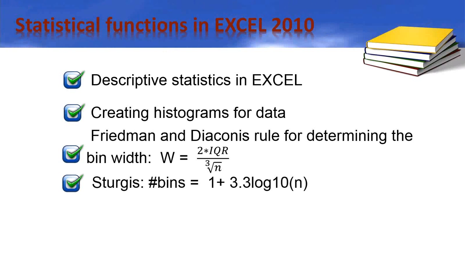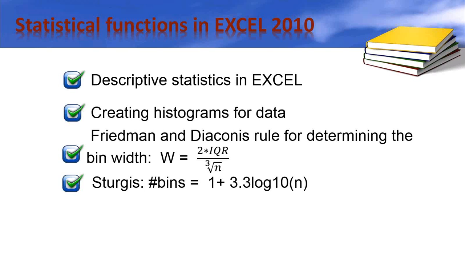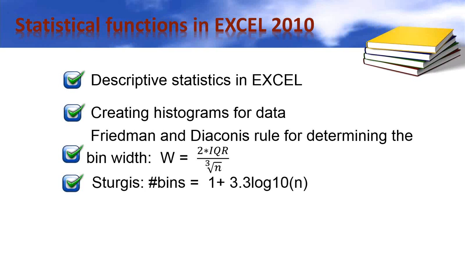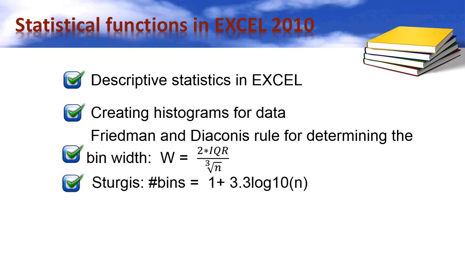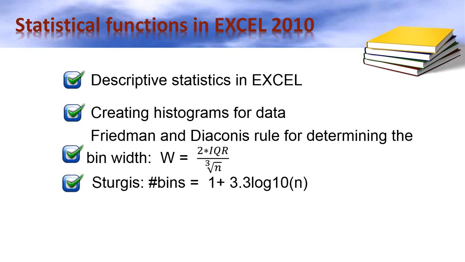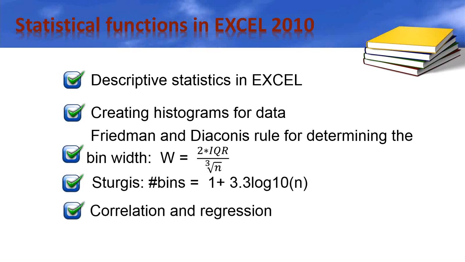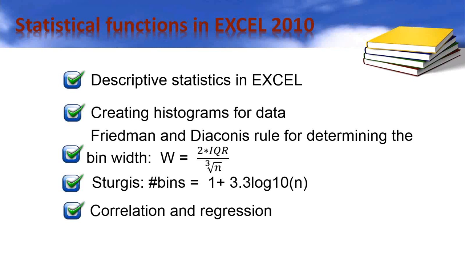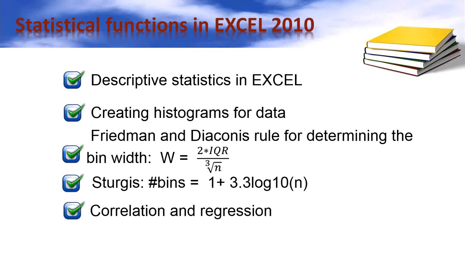All right, there is another rule that is used for determining the total number of bins for constructing a histogram in Excel, and that formula was given by a statistician named Sturges back in 1986. His formula says that the number of bins is given by 1 plus log base 2 of n, the sample size. All right, and after that, I will talk about correlation and regression.